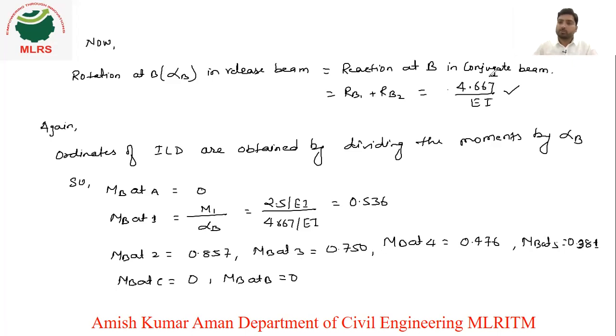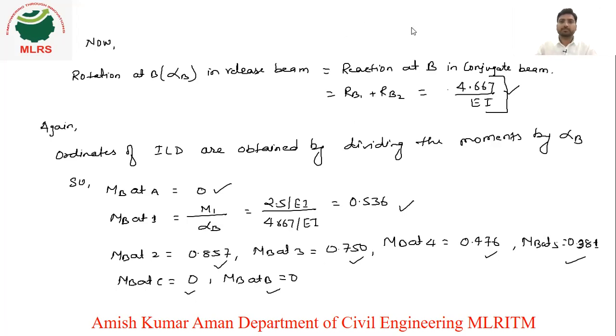Why are we dividing by 4.667 upon EI? To make it unity, because at B we are getting the total reaction in the conjugate beam as 4.667 upon EI. But initially we have given the rotation of 1 kilonewton only. So to make it unity, we are dividing by the same value in each and every moment whatever we have got, right? Now these are the coordinates. Whatever you have got, these are the coordinates. By using these coordinates, we will draw the ILD for moment at B, that is MB.